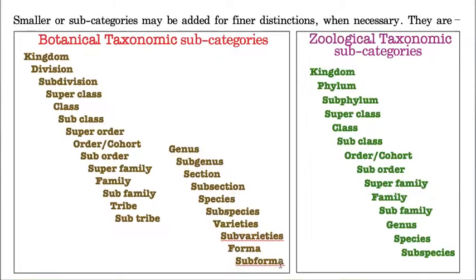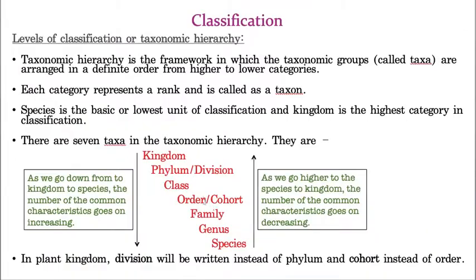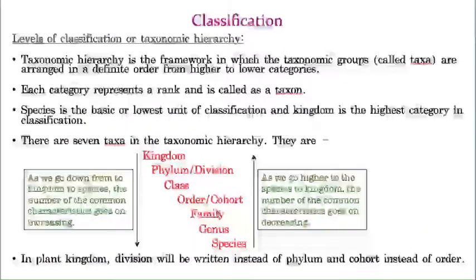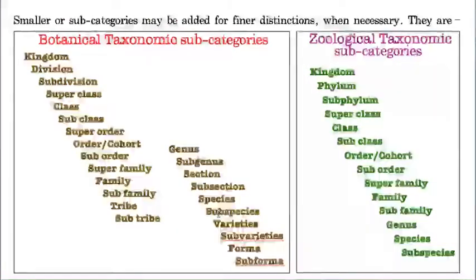But frankly, I'm telling you one very important thing. Usually 95 plus percent of scientists follow the normal classification only. Out of 100 scientists, only 5 follow this finest level of classification.